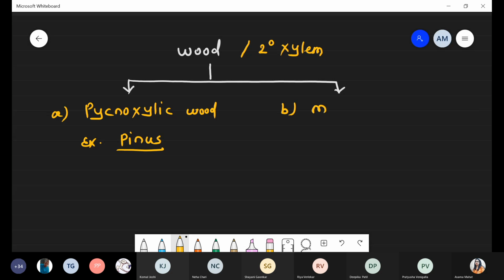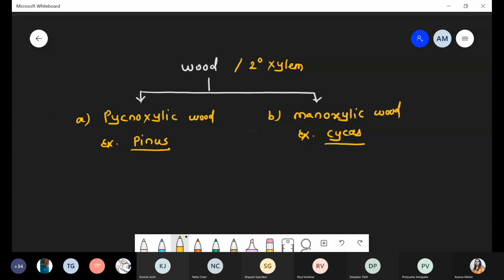Another one we are talking about is manoxylic, not mono. Okay, it's mano. So manocyclic wood, and again similarly we are talking about the example for the manocyclic wood. So what is the meaning of pycnocyclic wood and what is the meaning of manocyclic wood?